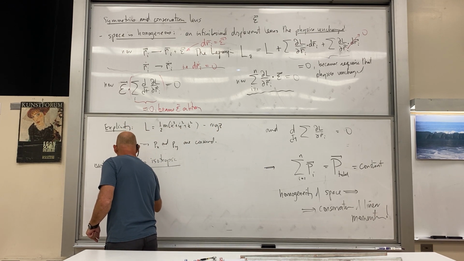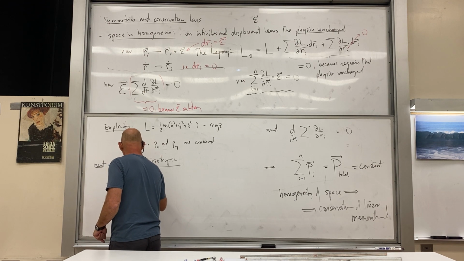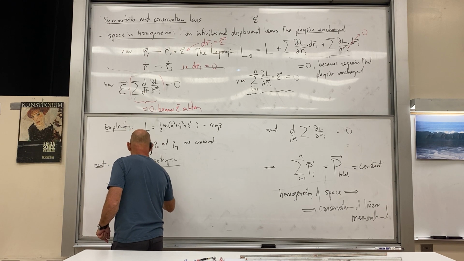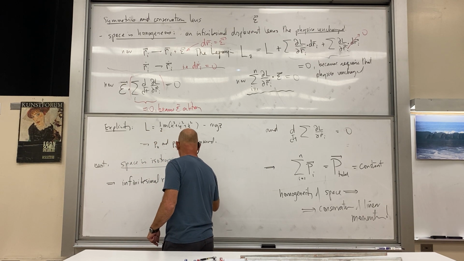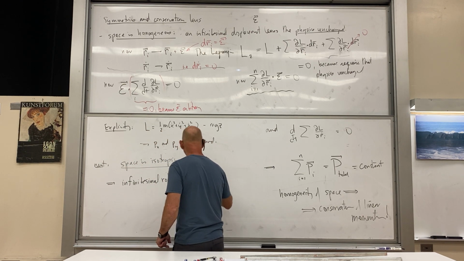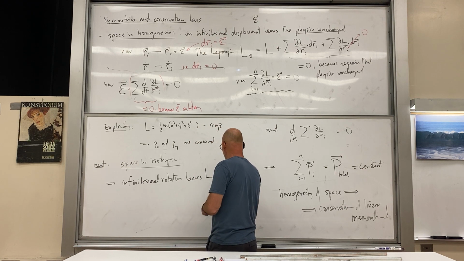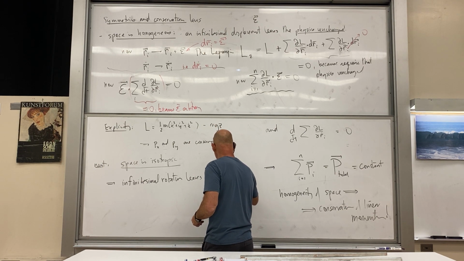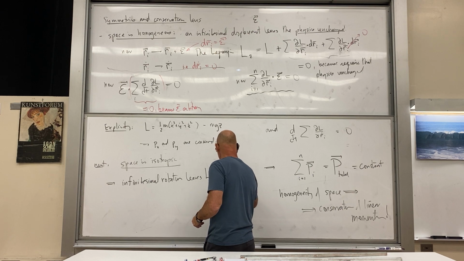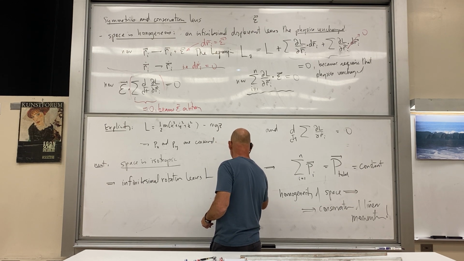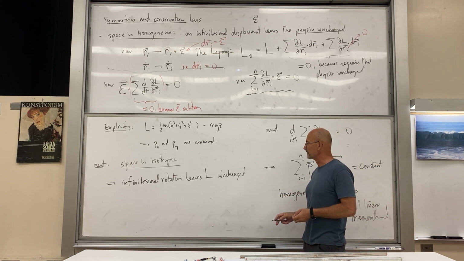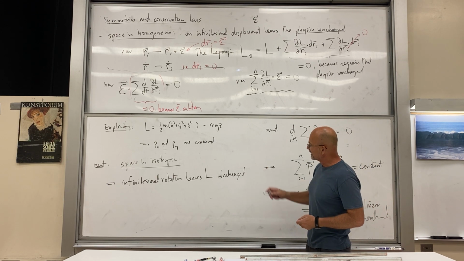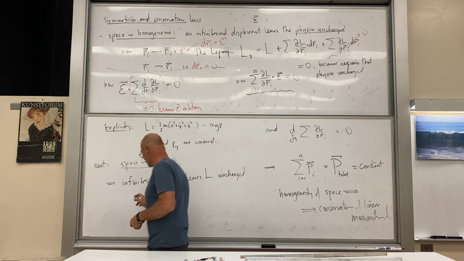So an infinitesimal rotation leaves the physics, and therefore now I'm just going to go ahead and say leaves L unchanged. Leaves the Lagrangian unchanged. Because if the Lagrangian is unchanged, then the equations of motion are the same. That's the expression for the physics being unchanged. Good. Infinitesimal rotation. Well, what is an infinitesimal rotation?